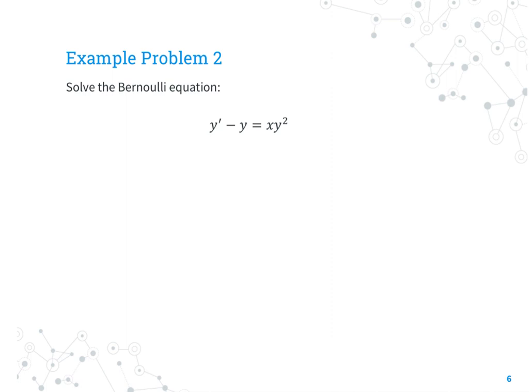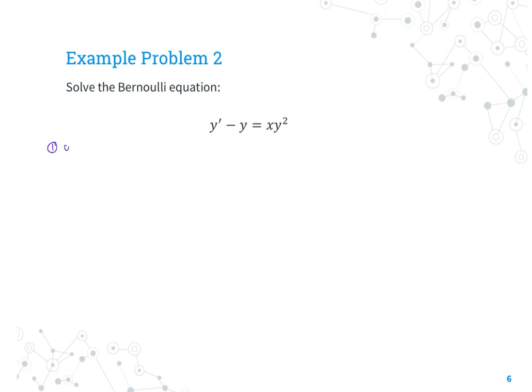Example 2 is going to be very similar to example 1. If you'll notice, all I changed was that it's y prime minus y instead of y prime plus y, and I added an x in front of the y squared. So we still have a Bernoulli equation, and our process remains the same.